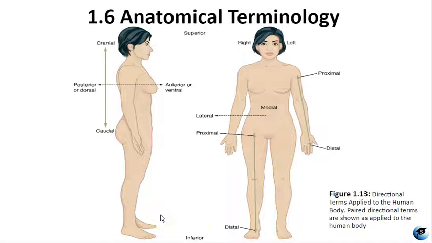Figure 1.13 illustrates the directional terms that are used when describing the anatomy of the human body. So first we have superior, which is above, inferior is below, cranial is closer to the head, whereas caudal is closer to the lower limb and the gluteus. Posterior or dorsal is going to be the back, right? And then anterior is the front. It's also known as ventral. And then right and left is going to be in terms of the body itself. So it's going to be this lady's right and left, not my right and left. So right, lateral, medial is in the middle, proximal is nearer, distal is further.